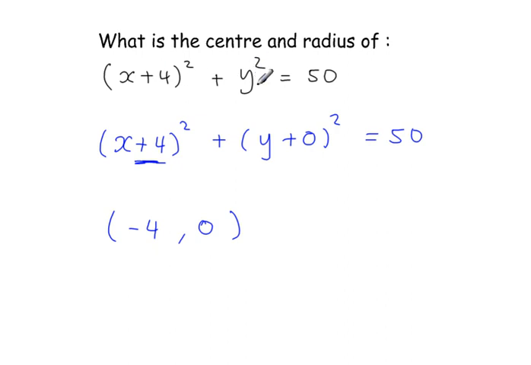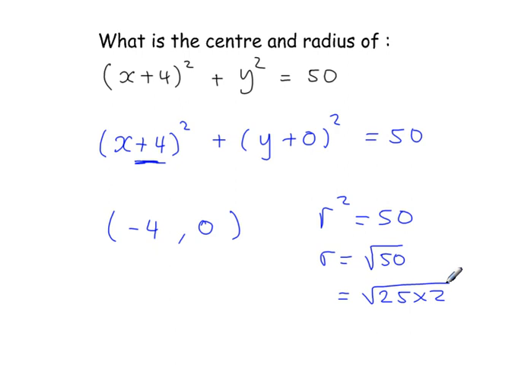This y term here, it doesn't have any number with it in brackets like this one here does. So the y value there is 0. The radius squared is equal to 50. So r is equal to the square root of 50. That can be simplified. So we can write it like this. Root 25 is 5, and root 2 you can't simplify. So the radius is 5 root 2. And these are the coordinates for the centre of the circle.